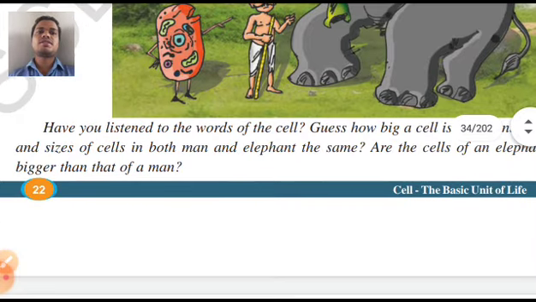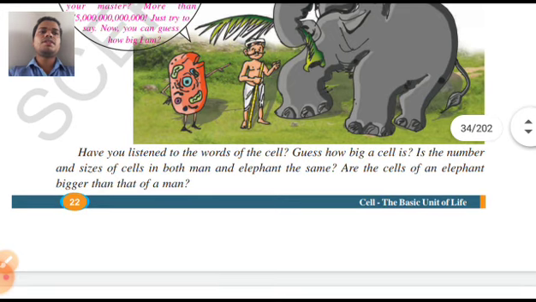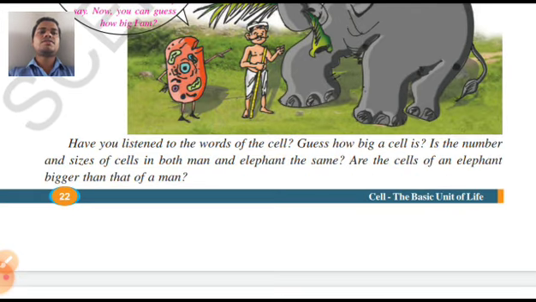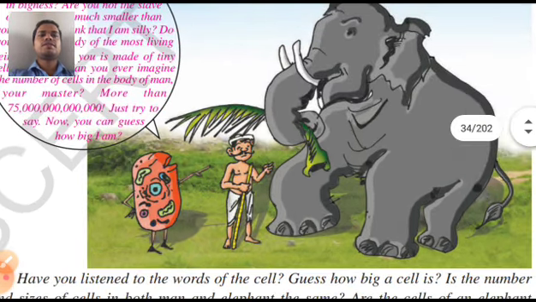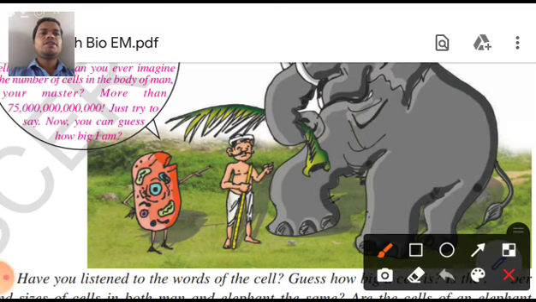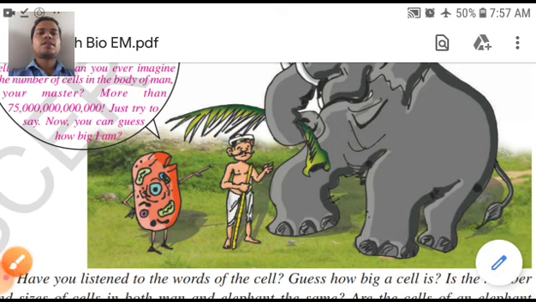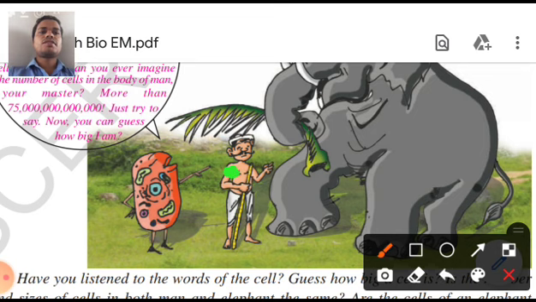Just try to say this number. Now have you listened to the words of the cell? Guess how big a cell is. Now, are the number and the sizes of the cells in both man and elephant the same, or are the cells of the elephant bigger than those of man? Now he is asking a question. He is asking that the elephant is big, the human being is very small. Does this big elephant have big cells and the small human being have small cells? No. Here this human being also has the same size of cell. Animals also have the same size of cell.